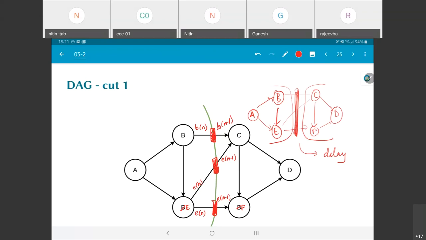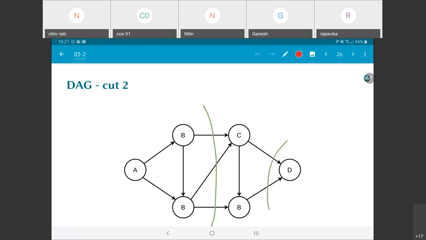Okay, can I take this further? Yes, I could also find one more green line like this that cuts these edges again, and by putting delays over here as well, I get once again correct behavior. So this part over here corresponds to N, these two correspond to N minus 1, and this corresponds to N minus 2.